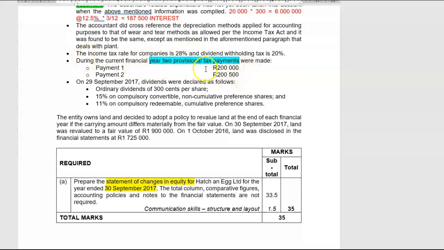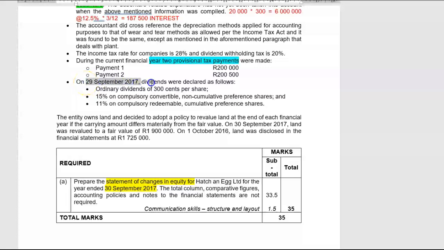What goes against the income statement account? The income tax charge for the year, i.e. my total liability for the year, which I calculate based on 28% of my taxable income. That is going to the income statement. Provisional tax payments is a prepayment that I've made on my taxes for the current year.